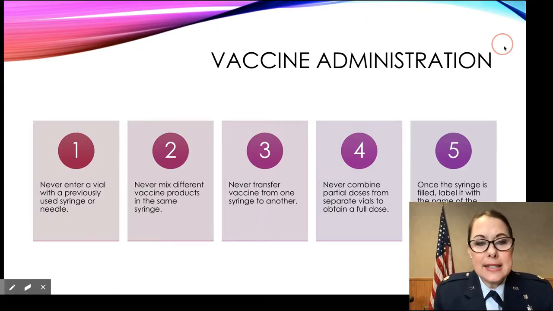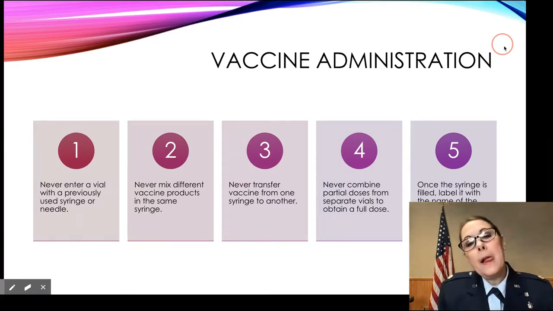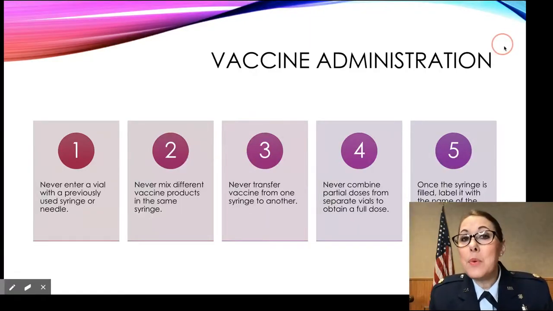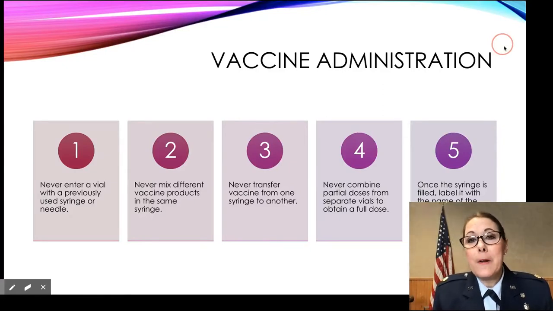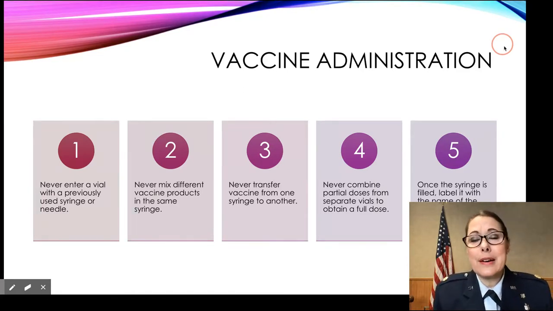Never mix different vaccine products. So you can't just make your own cocktail combination. If they're due for typhoid or for anthrax, you can't mix anthrax and typhoid. They have to go in two separate needles. Never transfer vaccines from one syringe to another. These pre-filled syringes, you can't just assume that you can squirt it into another syringe. You don't want to do that.